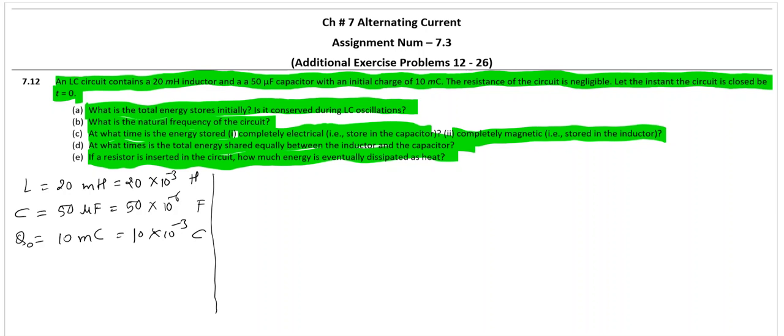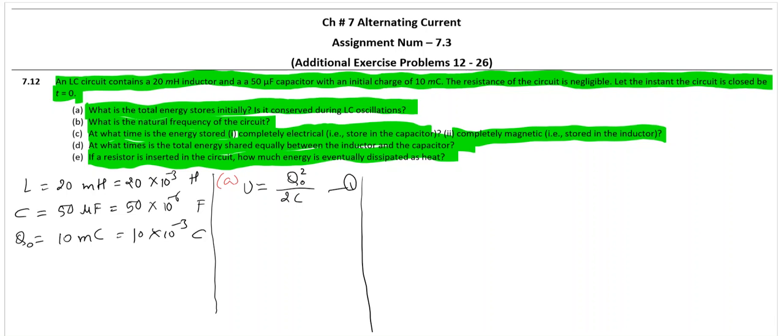So if we look at the first one, A, how much is the total energy? We can find the total energy with the formula U is equal to Q0 square by 2C. We have Q0, we have C, so we should be able to calculate. Actually, this is the initial energy of the capacitor and the total energy of the circuit both, and this energy is conserved during the LC oscillation provided there are no losses of energy. In an LC oscillator, losses are mainly due to two reasons: resistance of the connecting wire and radiation loss. So if we neglect those two losses, the energy is conserved even during oscillation.